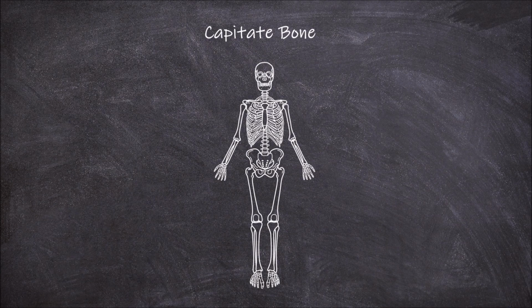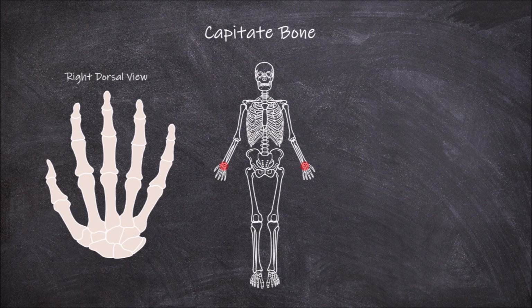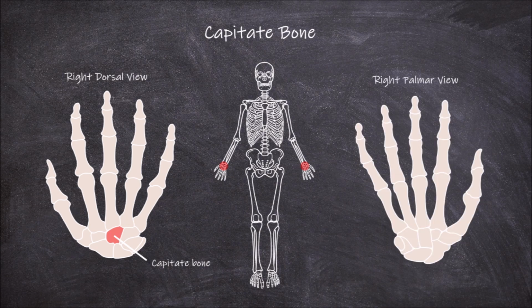The capitate bones are paired bones located in the middle of the wrist of each hand. If we look more closely at the back or dorsal view of the right hand, we can see highlighted in red the capitate bone located in the middle of the wrist. If we look at the palmar view, we can see it again highlighted in red.